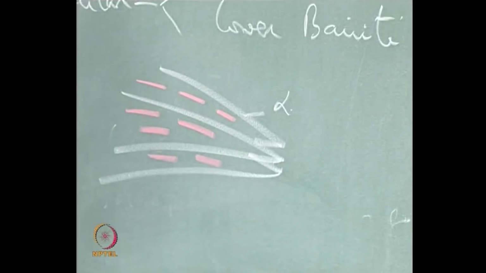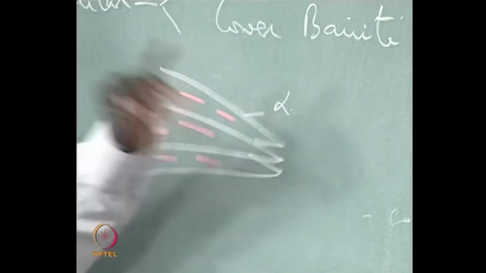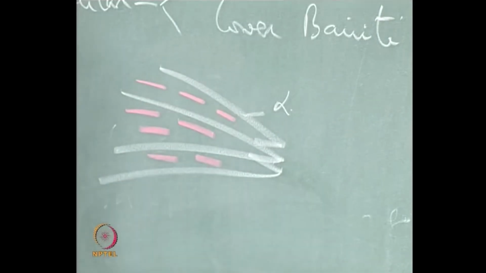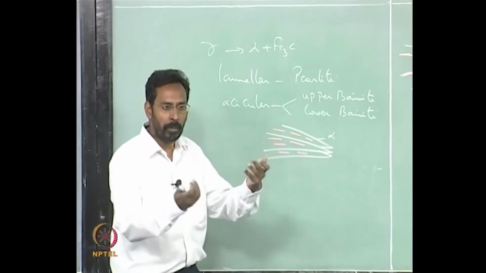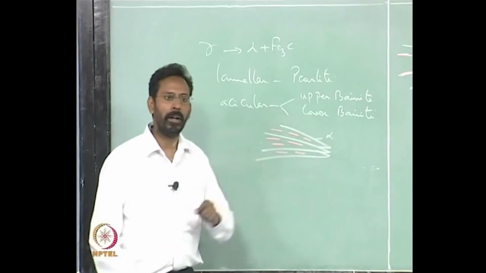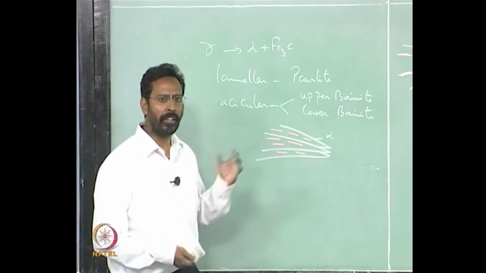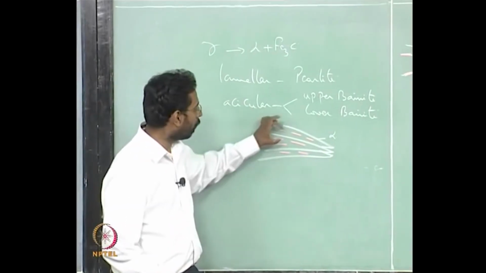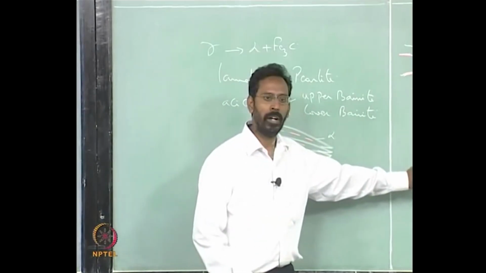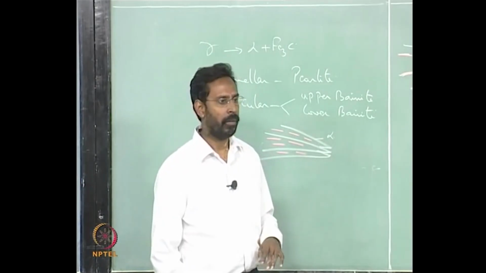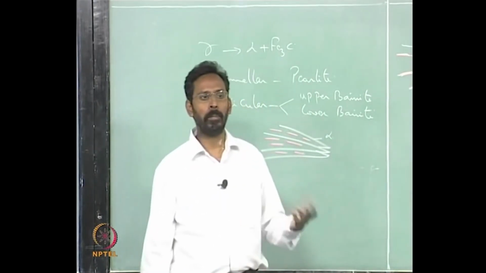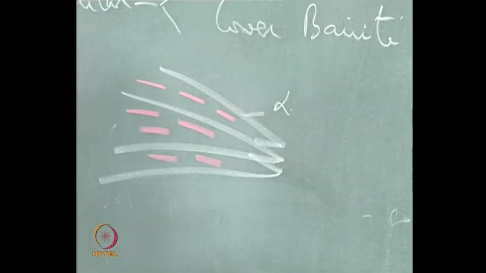So at the time of transformation this ferrite will have the same composition as that of the gamma. If it is 0.8, it will be 0.8, and that excess carbon will be rejected out and given in the form of cementite, so that at the end of the transformation the alpha will come back to the original alpha composition decided by the phase diagram. Whatever the alpha composition at that particular temperature, you will get that, whereas the excess carbon will be converted into cementite.